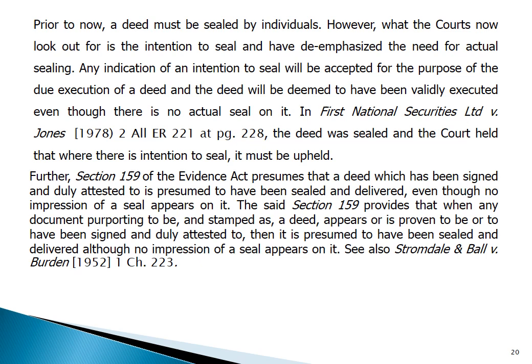Further, section 159 of the Evidence Act presumes that a deed which has been signed and duly attested to is presumed to have been sealed and delivered, even though no impression of the seal appears on it. Section 159 provides that when any document purporting to be and stamped as a deed appears or is proven to have been signed and duly attested to, then it is presumed to have been sealed and delivered, although no impression of the seal appears on it. See also Stromdale and Ball v. Burns 1952, 1 Ch 223.